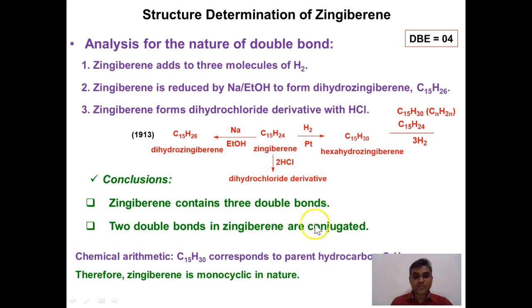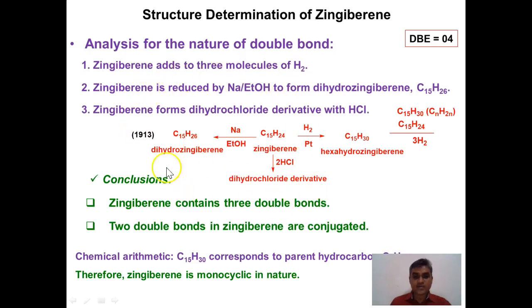Additional evidence for the fact that out of 3 double bonds of gingiberine, 2 are conjugated is further supported by its reaction with HCl. When gingiberine is treated with HCl, it forms a dihydrochloride derivative. We already said that two double bonds are conjugated, so the reaction of HCl with the butadiene system forms 1,2 or 1,4 addition products, and the other isolated double bond will form the hydrochloride derivative, and in this way we get the dihydrochloride derivative.